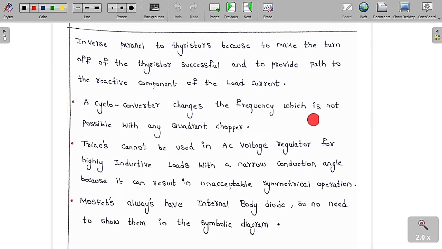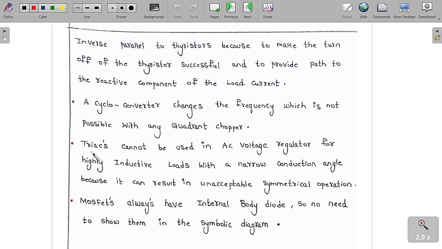A cycloconverter changes the frequency, which is not possible with any chopper. I have already told you about the different classes of choppers like class A, class B, class C, class D and class E. Class A means first quadrant, class B means second quadrant, class C means first and second quadrant, class D means first and fourth quadrant, class E means all the quadrants. So the cycloconverter is the only converter which can change the frequency of the output, whereas no chopper can change the output frequency. So simply we can say that a cycloconverter changes the frequency, which is not possible with any chopper.